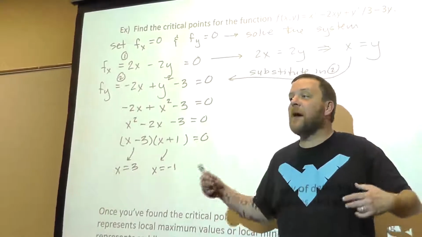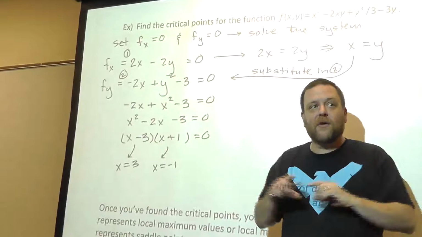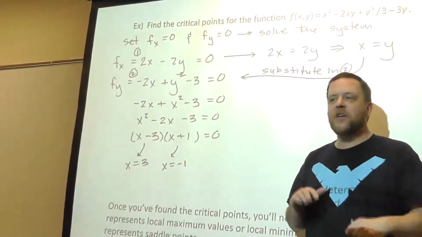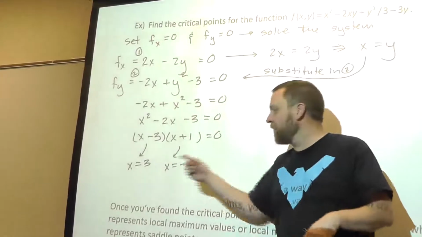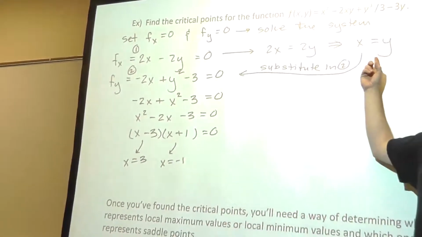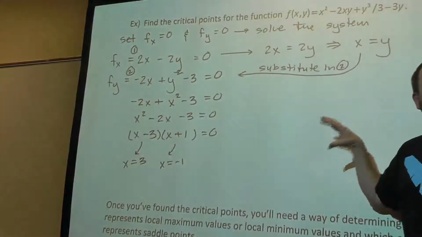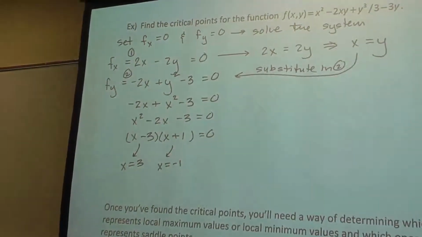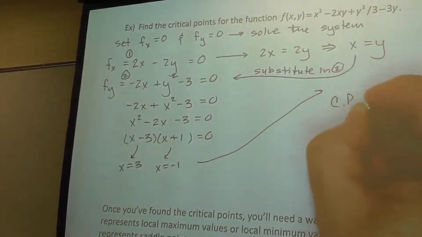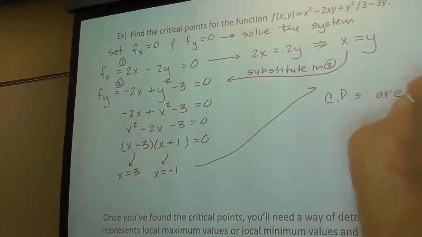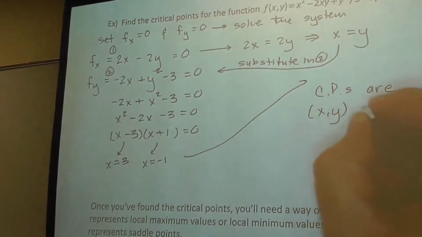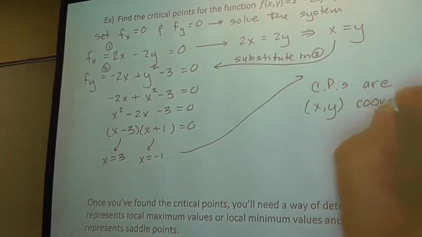X equals y. So keep in mind, your critical points for a function of two variables need to be two-dimensional xy coordinates. So you can't really say the critical points are x equals 3 and x equals negative 1. You have to go back to your original substitution, and then link everything together to get two-dimensional critical points. CPs, your critical points, are xy coordinate pairs.